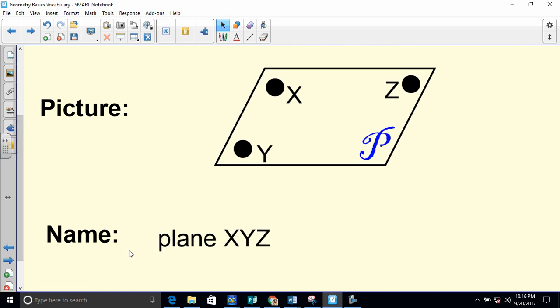We can name a plane two different ways. You name it by 3 points that are on the plane but not on the same line, so we name this plane XYZ. Or we can name this plane P, which is the uppercase script letter. If they give that uppercase script letter, like it is here in blue, then we can name that plane P.